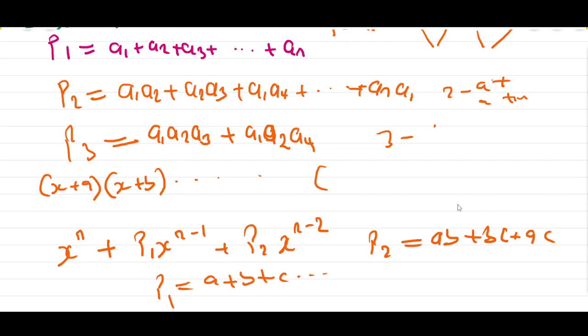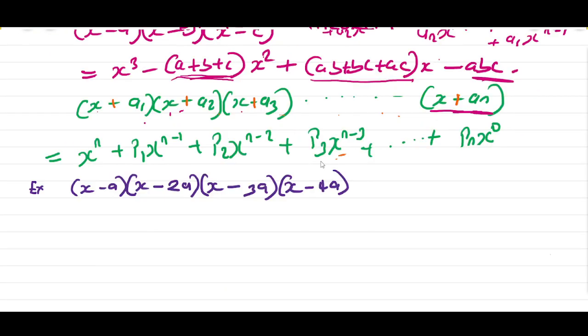Let's look at a numerical example. Next, suppose you have to distribute this x minus a, x minus 2a, and x minus 3a, x minus 4a. Obviously, it has to be in this form, x to the 4. Then this will be a minus here. This will be a minus. The reason is because we have adding the terms.